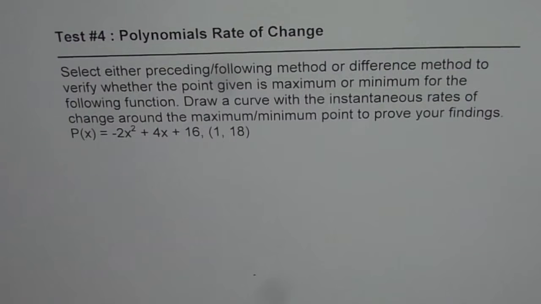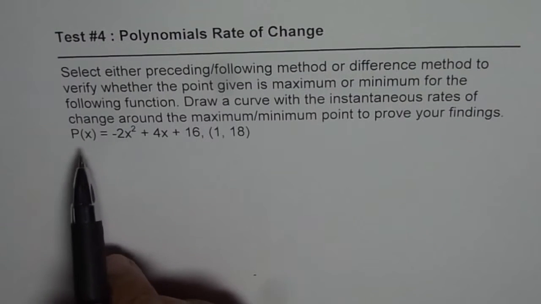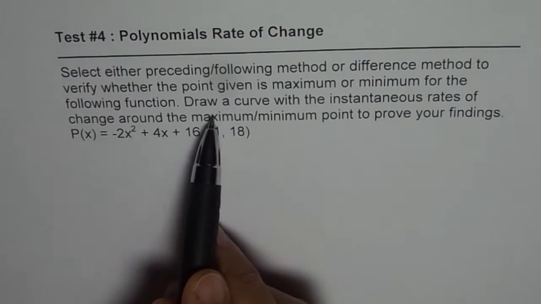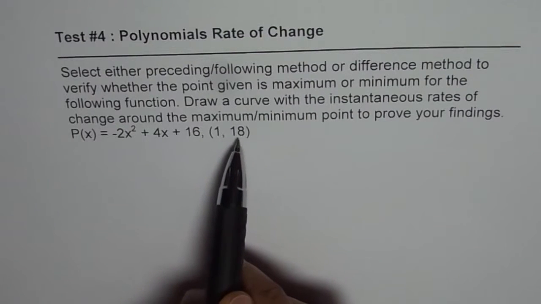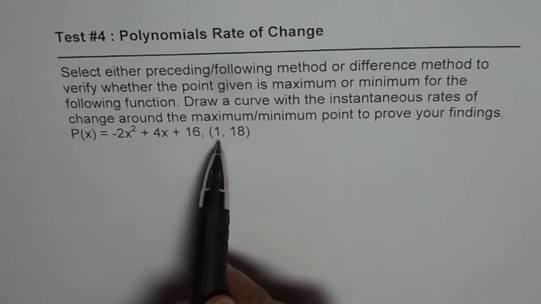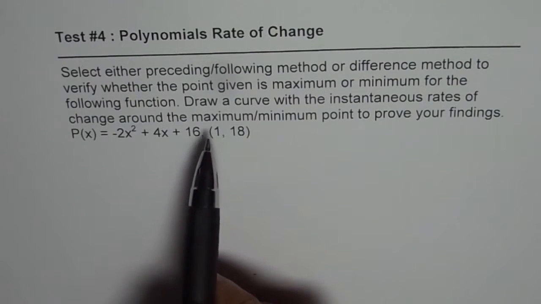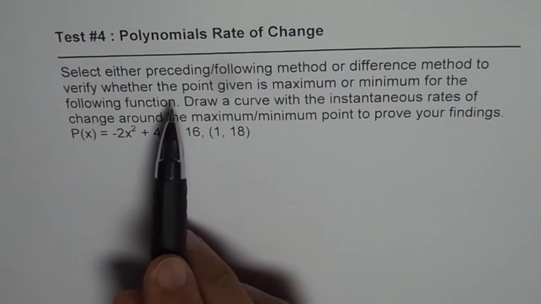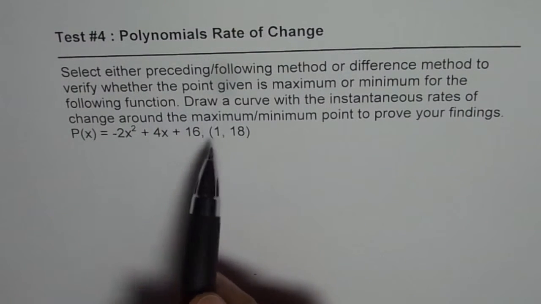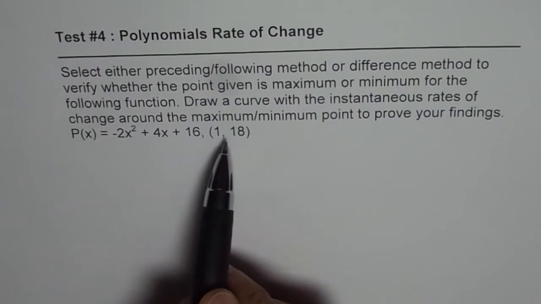Now this is a knowledge-based question. It really reviews the whole concept. When we are saying that this polynomial has a maximum or a minimum at the given point, which is (1, 18), it really means that the instantaneous rate of change at this point should be 0, which we can find using the two methods mentioned here. So let us explore and figure out whether it is a maximum or a minimum.